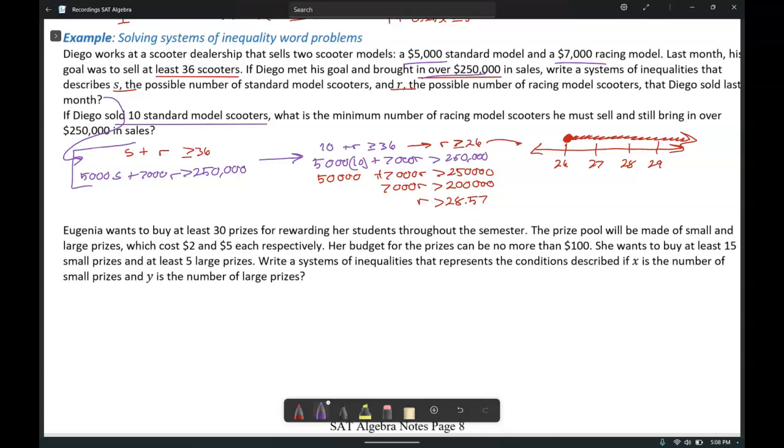Then here, we're looking at 28.5, which is approximately right here, and then R has to be greater than that value. So again, we're shading to the right and anything that's in that direction. And so the lowest value that makes both of those inequalities true, given that we cannot sell part of a scooter, is this number 29. We have to sell at least 29 scooters of racing quality in order to satisfy the inequality.